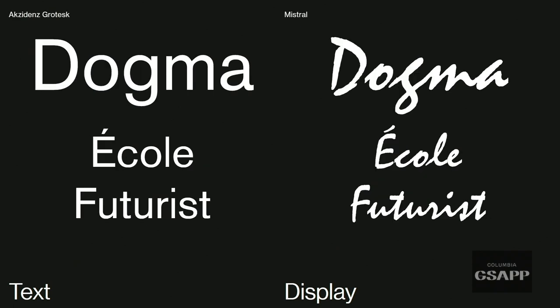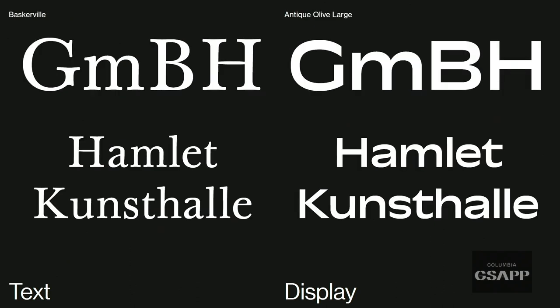On the left, we have Akzidenz Grotesk. On the right, we have Mistral, which is a totally bizarre, imitating handwriting brush script. Again, you would not want to read a long, arduous essay about theoretical architecture set in Mistral. Baskerville is a great British transitional type. Again, you notice the weight. It feels quite even in texture, balanced.